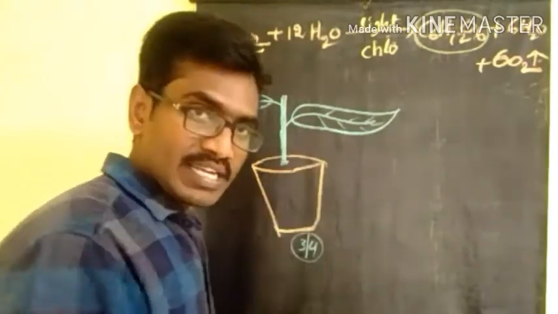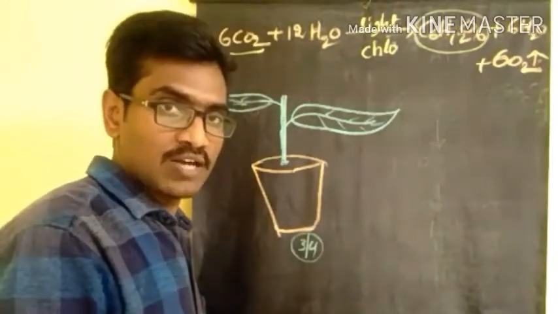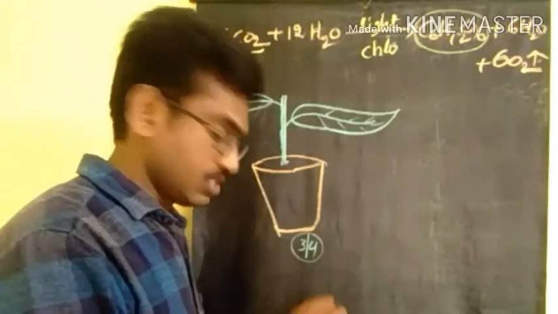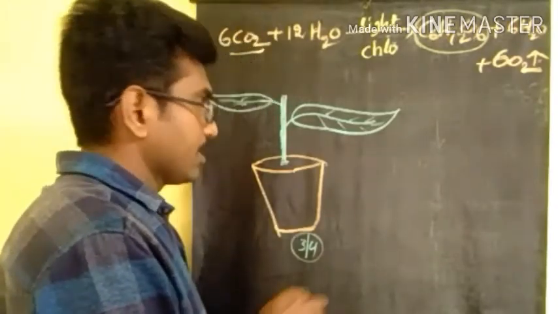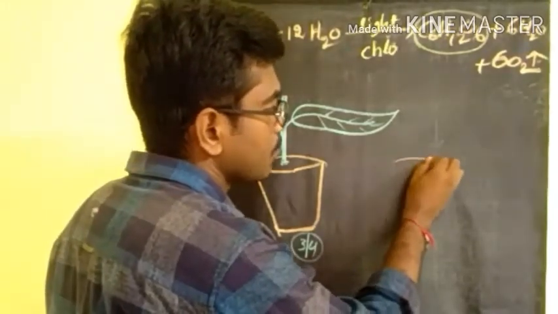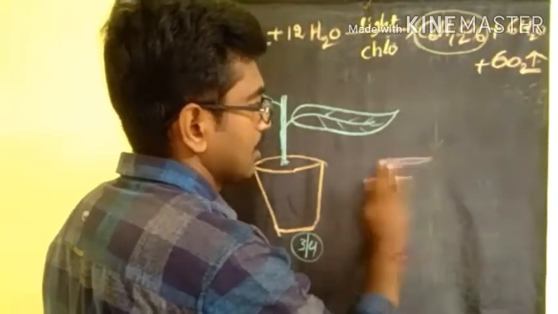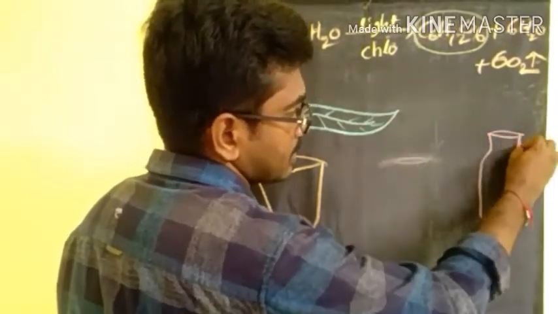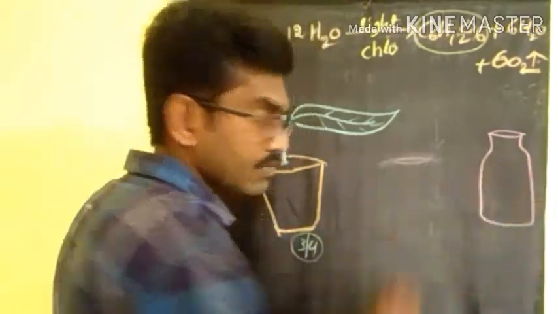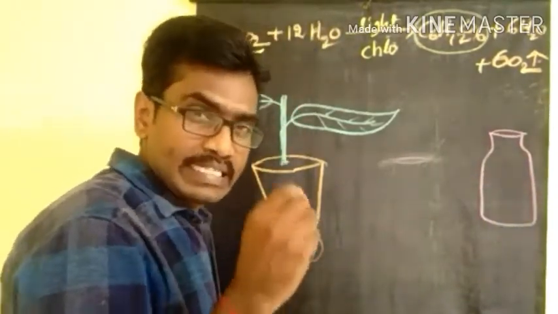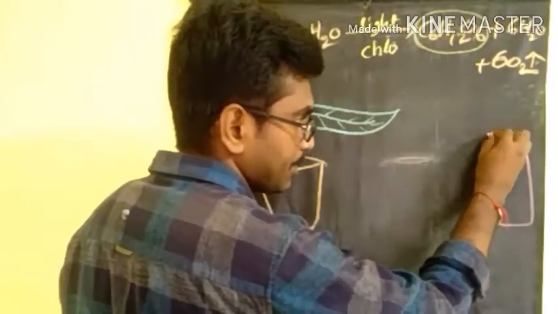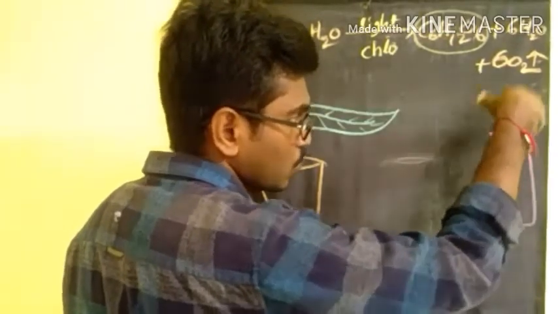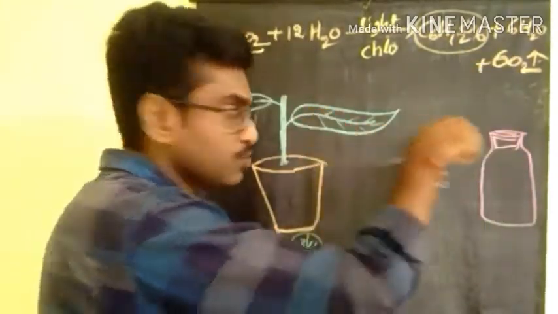Then after 3 to 4 days we have to take this plant out. Here we need some other apparatus. What is required? We need a transparent glass bottle, like this, and along with that a split cork is required, so that we can insert the leaf through the slit into the bottle.